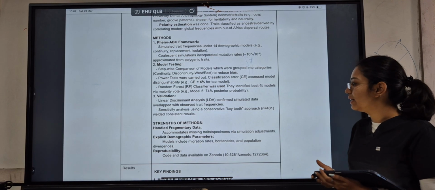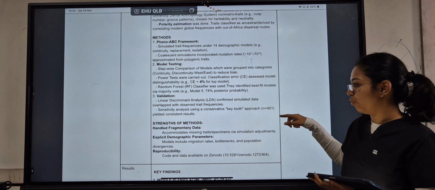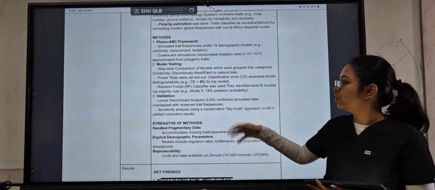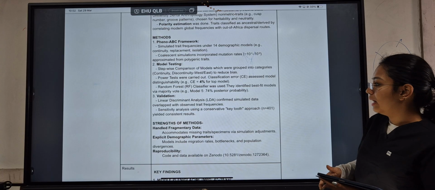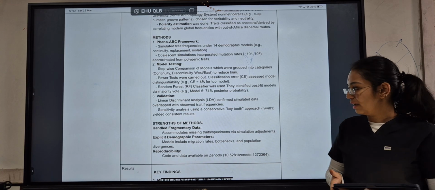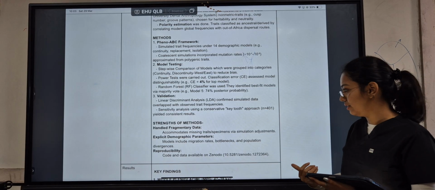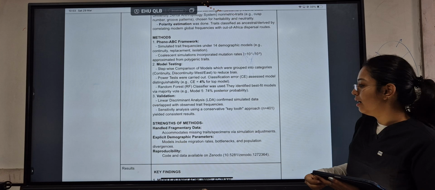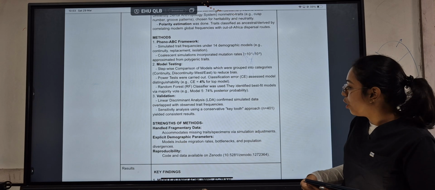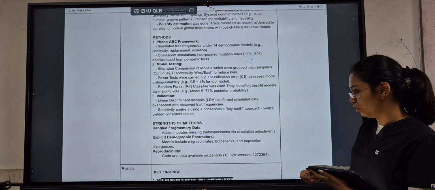Sensitivity analysis using a conservative key tooth approach was used. N equals 401 was the number of samples, which yielded consistent results. Strength of the methodology: it handled fragmentary data. It accommodated missing traits or specimens via simulation adjustments, and explicit demographic parameters was one of its strengths. Models include migration rates, bottlenecks and population divergences.